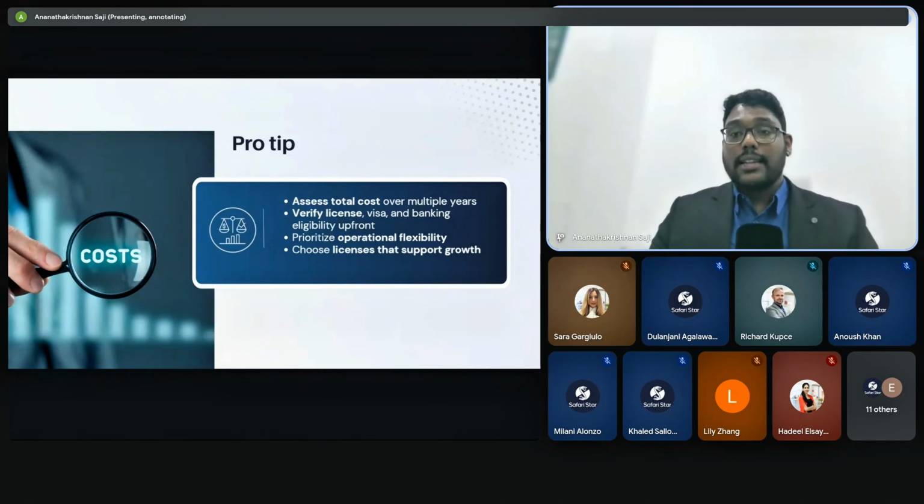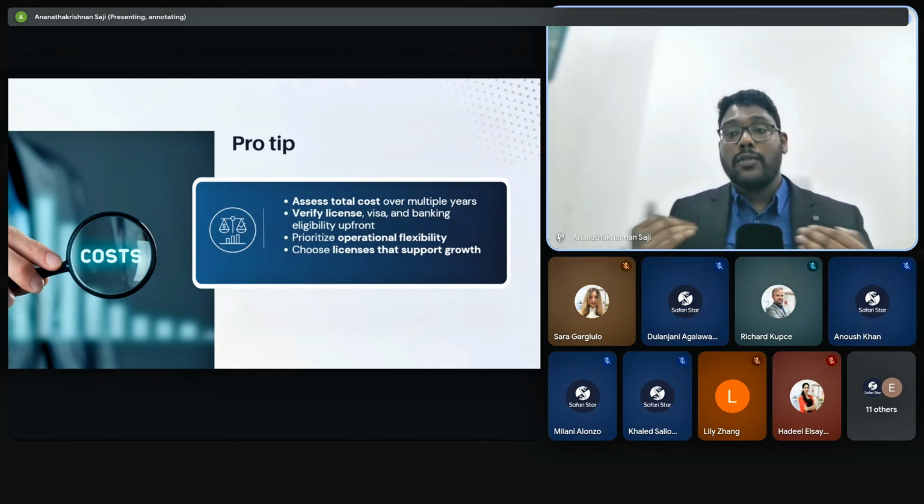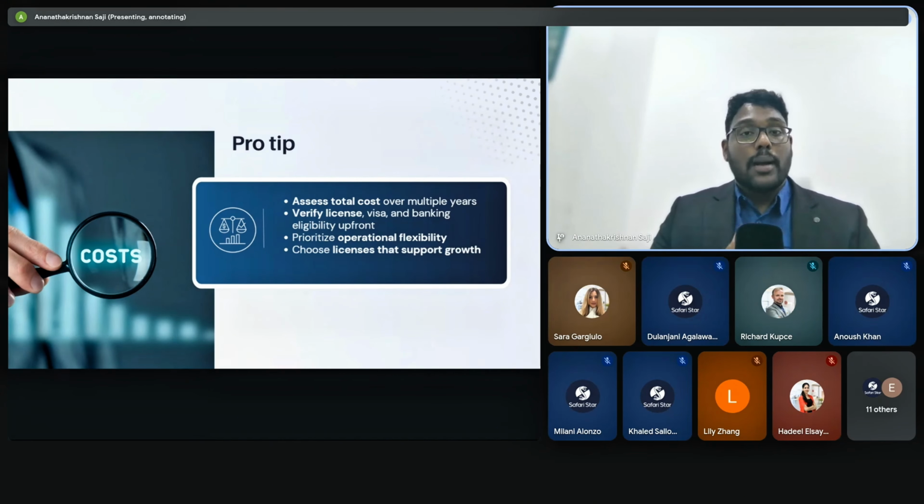And the second thing is to verify license, visa, and banking eligibility upfront. The previous agenda is what we're discussing. You have to verify if this license is actually suitable for you, and also prioritize operational flexibility. Is it affecting the government contracts that I'm planning to do, or does it affect dealing with customers who are in mainland? You have to understand all of these things and choose a license that supports the growth of your company.